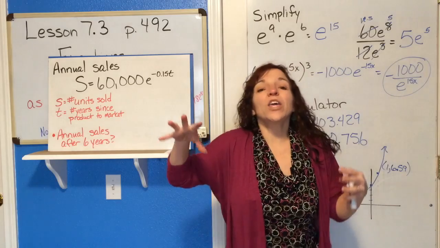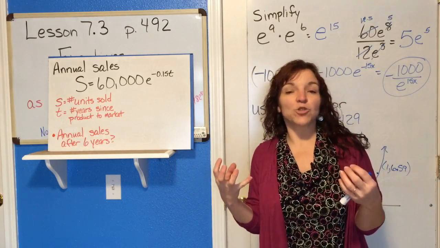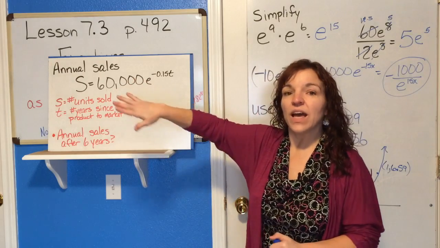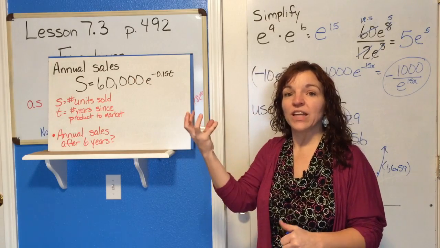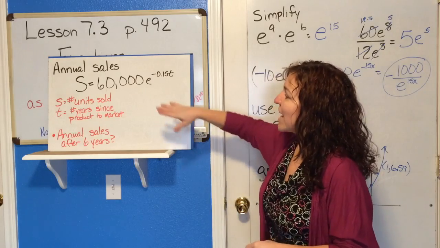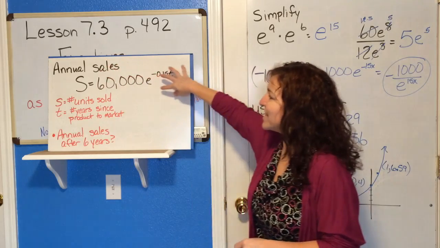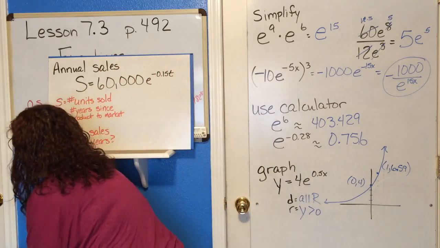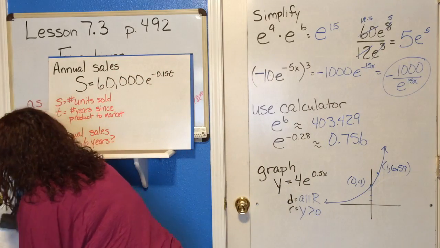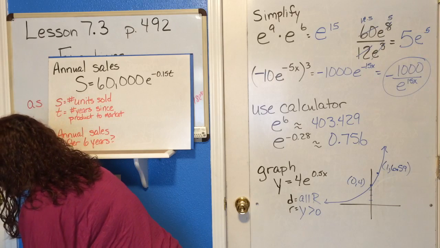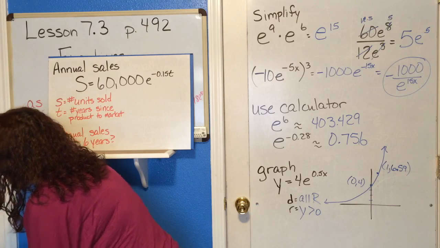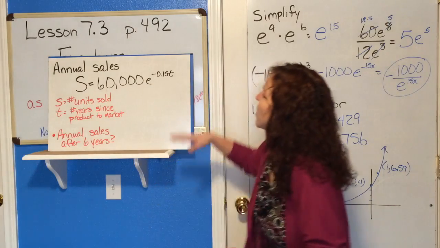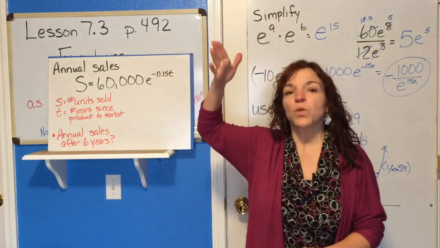So the way you would use this natural base e is, in this case, we've got annual sales of a company. They're creating a certain product, and they've determined that this is the formula that you use to figure it out. Annual sales of a certain product can be modeled by this function. So what happens is, because this is a negative, we know this is going to be a decay.